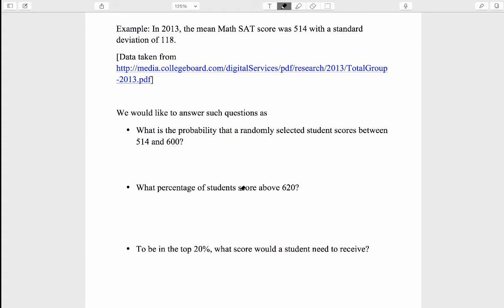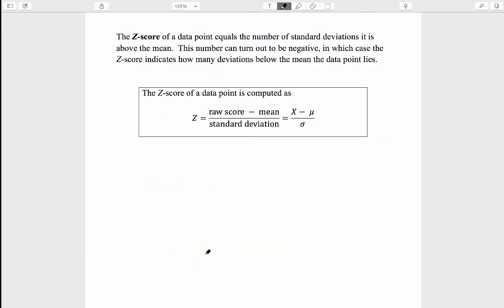We'll also want to ask what percentage of students score above 620, and something of a new kind of question, to be in the top 20%, what score would a student need to receive? We have not yet addressed a question like this one. The key idea here is that of a z-score. The z-score of a data point equals the number of standard deviations it is above the mean.